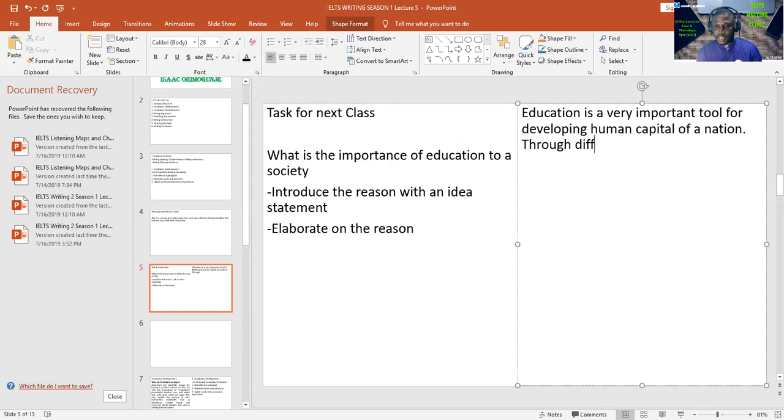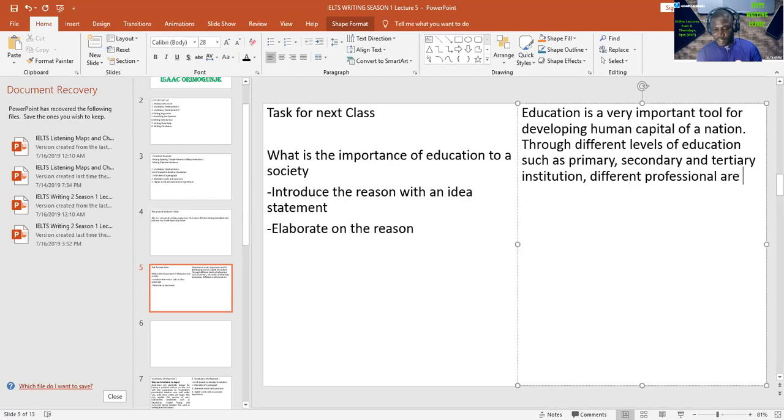through different levels of education, such as primary, secondary, and tertiary institutions, different professionals are trained. Can you see? I can even stop here. Let me make it as simple as this. I said two different levels of education or two different levels of our system. Let me put that, such as primary, secondary, and tertiary institution, different professionals are trained.